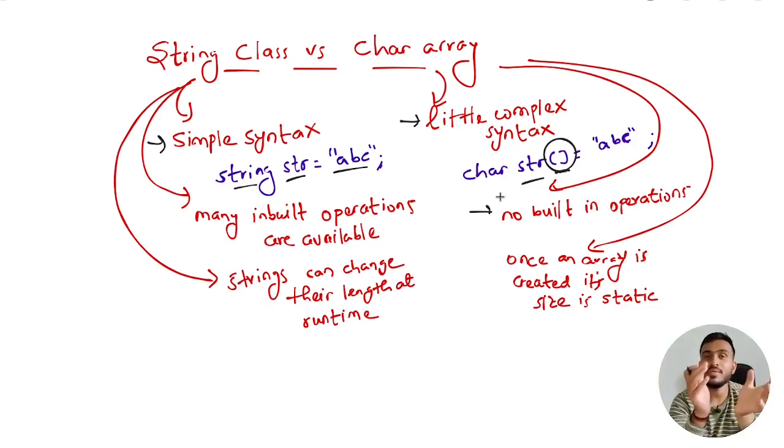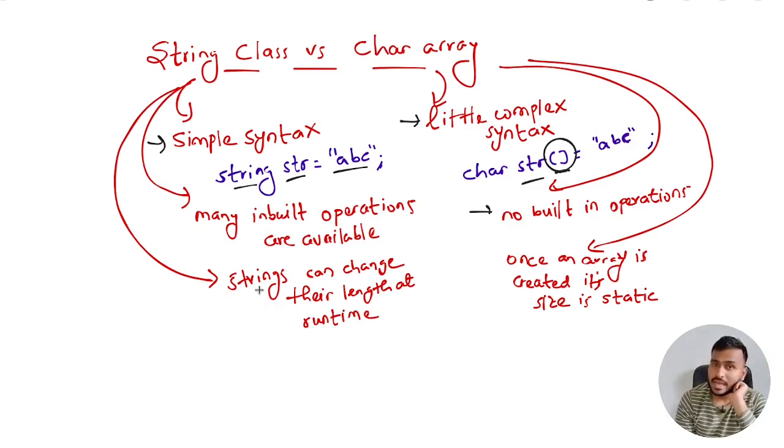Because whenever we store strings in memory, we usually need to perform some operations on them, and if we are getting inbuilt support for the common operations, then that's good for us, right? Because then we'll need to write less code. So that's why the string class is going to be helpful for writing code for strings.